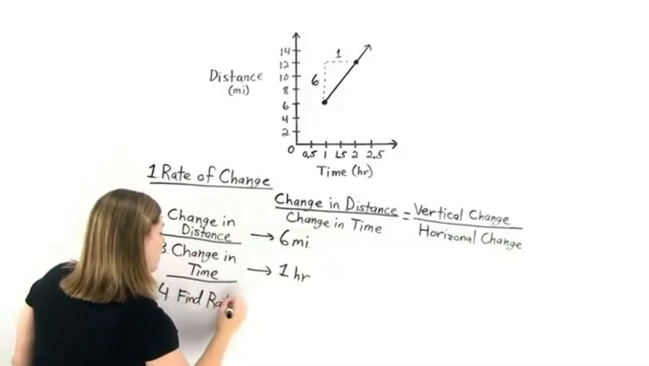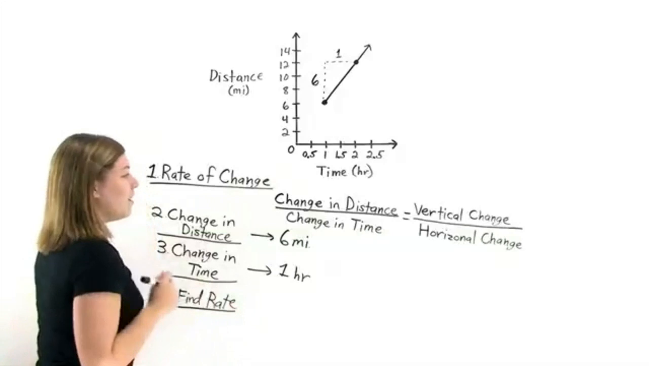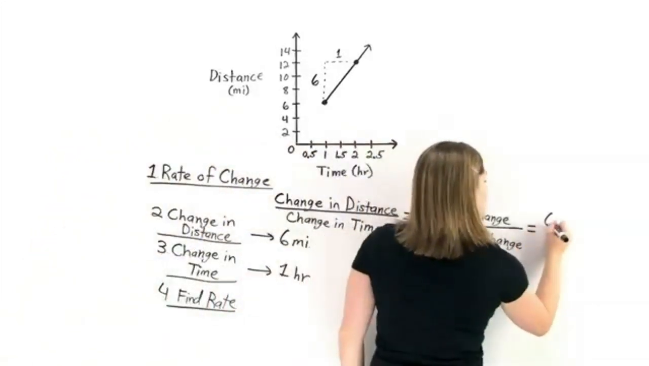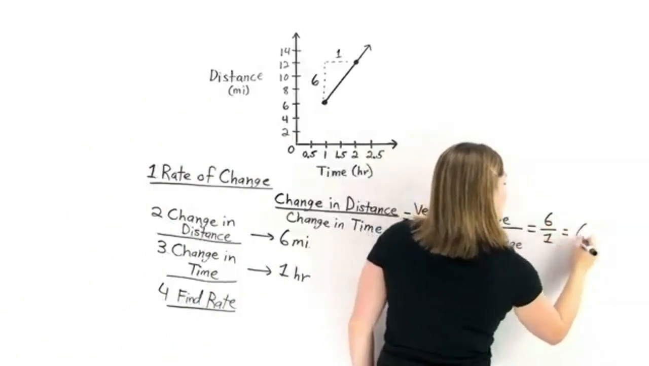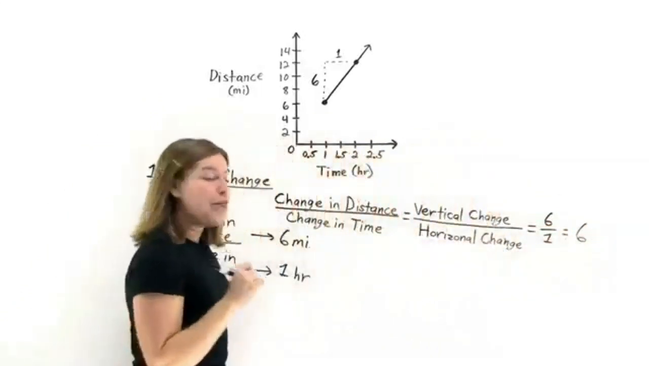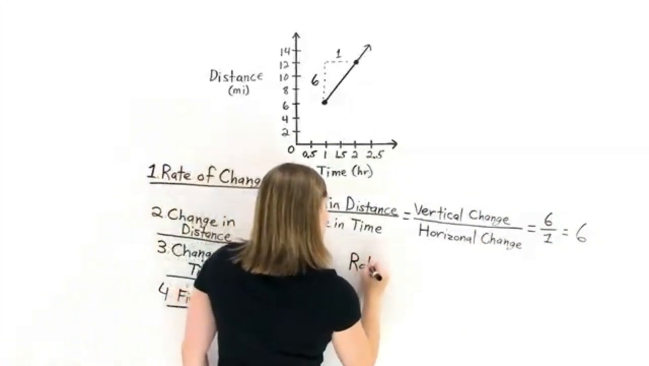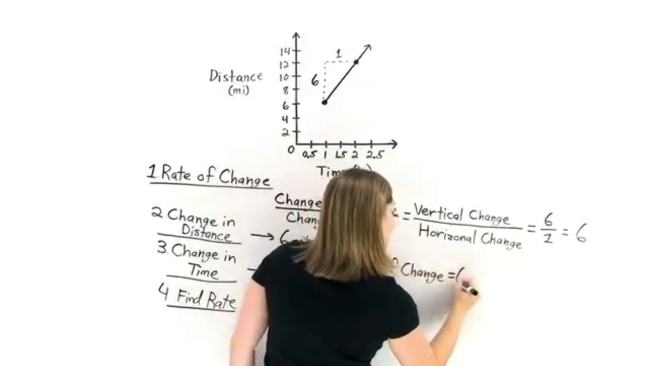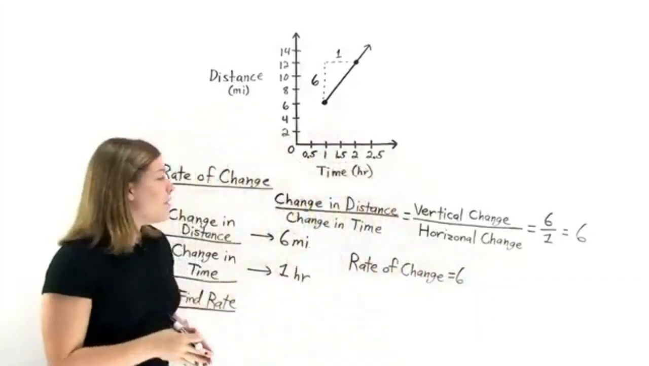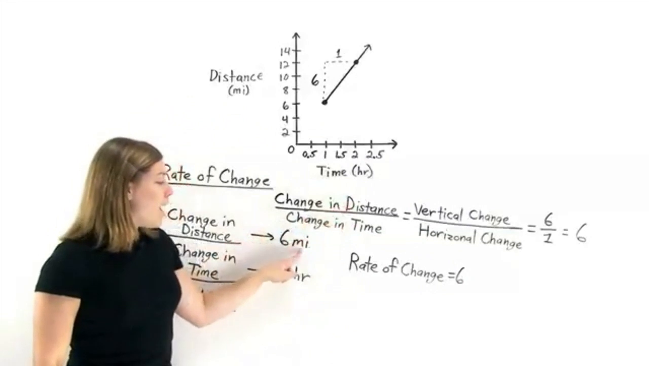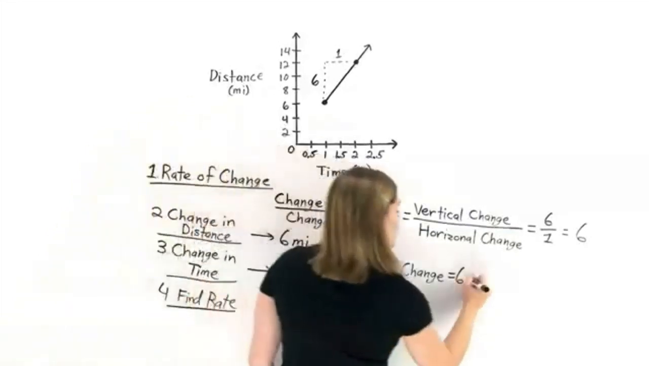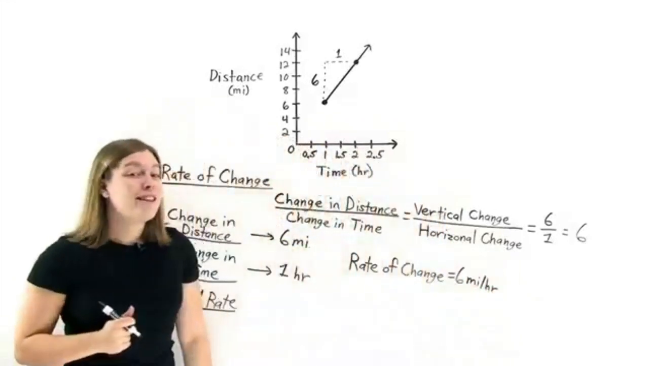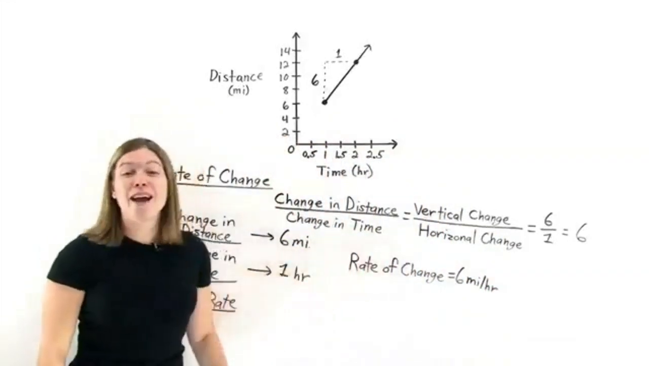So in step number 4, let's find that rate of change. Again, we want to take the change in distance over the change in time. So we take 6 over 1. 6 over 1 is just 6. That is our rate of change. So here, we found the rate of change to be 6. But remember, we were taking distance over time, miles over hours. So here we can write miles per hour. That means that in this marathon, Sarah ran 6 miles per hour.